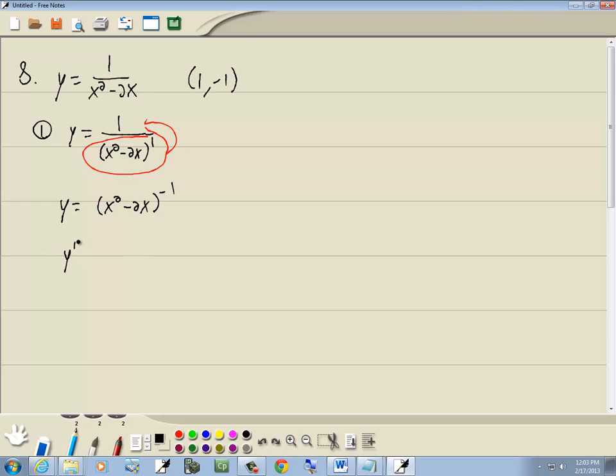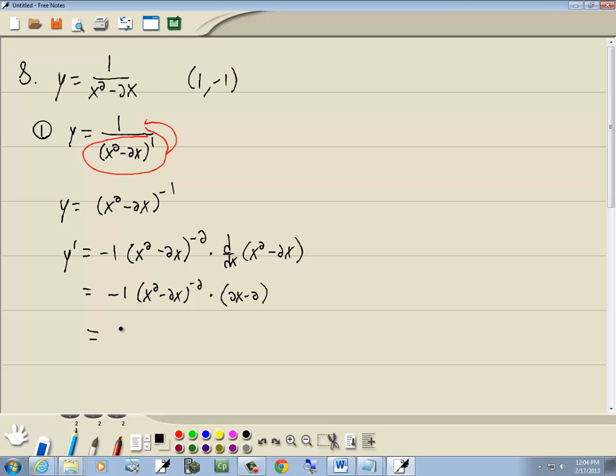Well, now to find our derivative, this is the chain rule, specifically the general power rule. You've got parentheses to a power: take your power, put it out in front, what's inside the parentheses remains as is, and lower your power by 1. Negative 1 minus 1 is negative 2. And then you multiply it times the derivative of what's inside the parentheses. So we're going to have negative 1 times (x squared minus 2x) to the negative 2 times the derivative of x squared minus 2x, which is 2x minus 2.